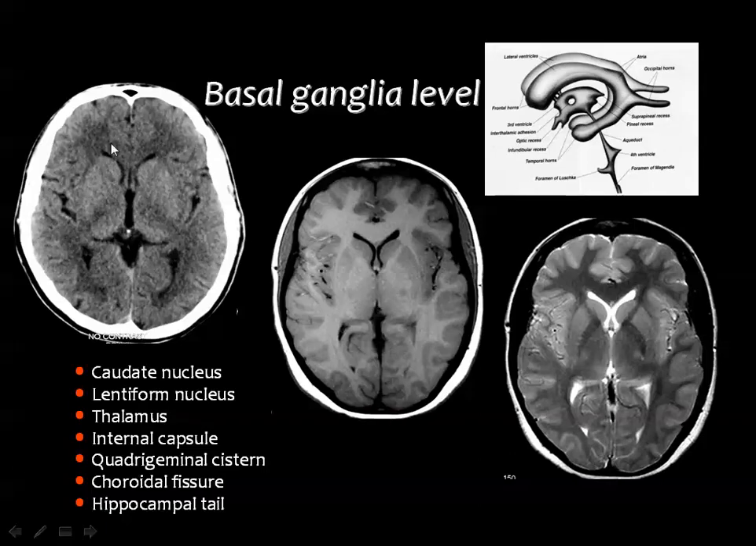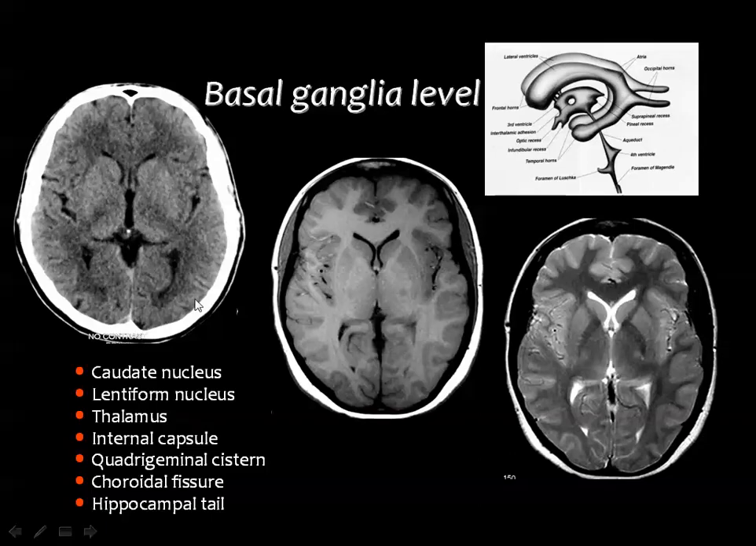Of course the delineation of these structures is a little bit difficult in the CT images, but in MRI, especially in the T1 and T2, you can see this is the head of the caudate nucleus, and this is the lentiform nucleus, and here is the site of the thalamus. Then the caudate nucleus is here, and you can imagine each site by CT, and the lentiform nucleus is here, and this is the site of the thalamus.